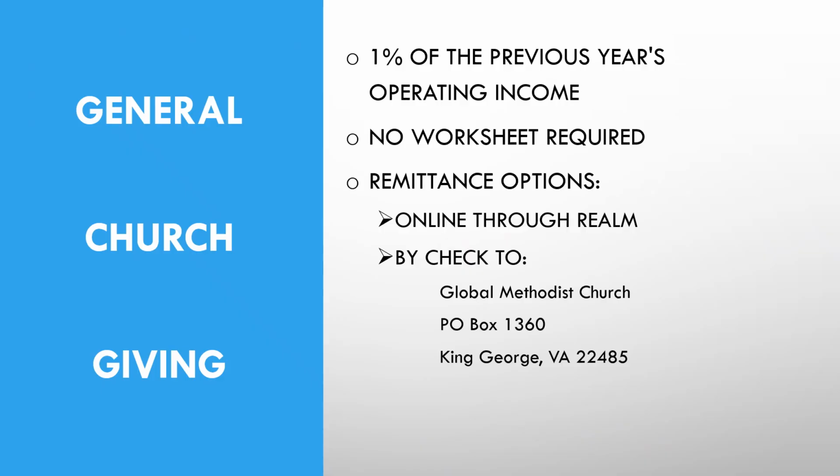For the General Church, your church contributes 1% of the 2024 operating income. There's no worksheet required. Just send in your remittance either online through Realm or by check directly to the GMC.